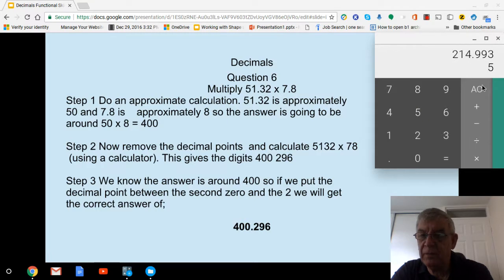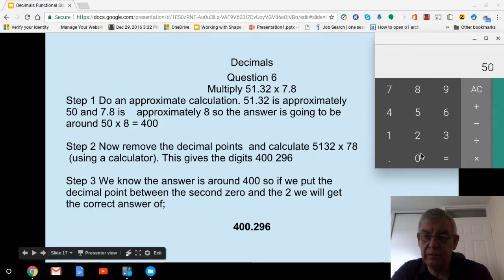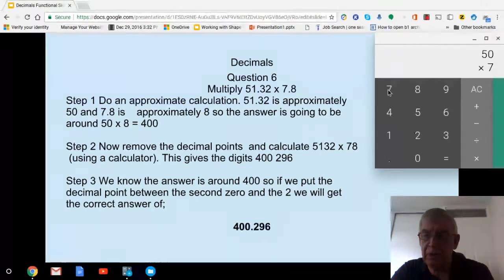51.32 is near to 50. And then we're multiplying that by 7.8, so that is approximately 8. So do the calculation properly this time. 50 times 8, which will give us an approximate answer of 400.